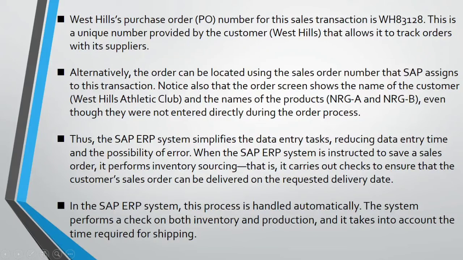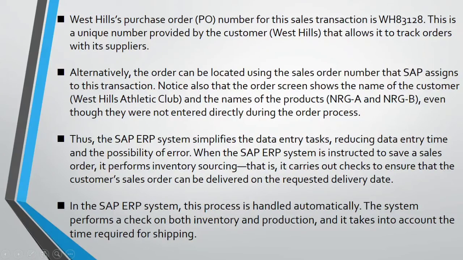So an employee can look up the status of the order using the customer's purchase order number. Alternatively, the order can be located using the sales order number that SAP assigns to these transactions. Notice also that the order screen shows the name of the customer, West Hills Athletic Club, and the names of the products NRGA and NRGB, even though they were not entered directly during the order process.